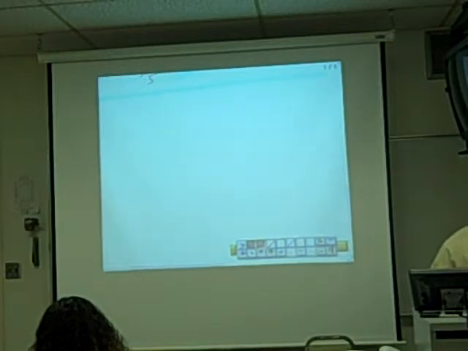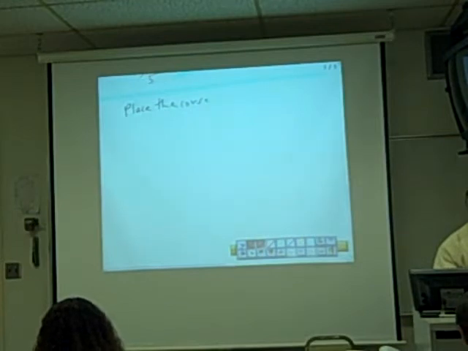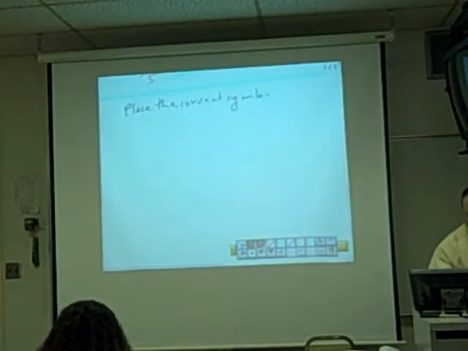want to place the correct symbol for either greater than or less than.